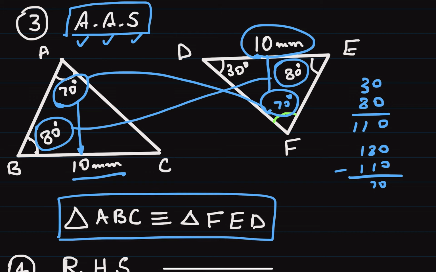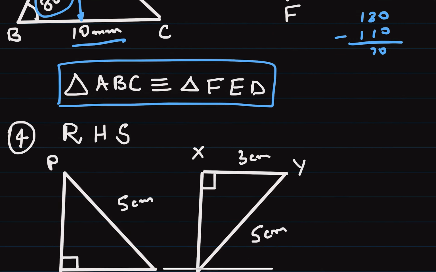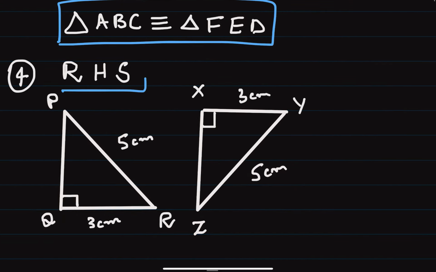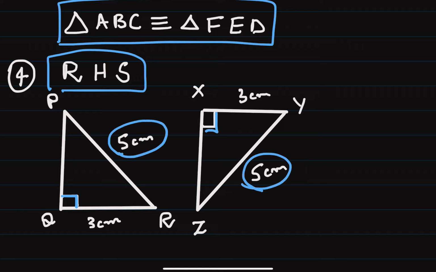The fourth property is RHS. RHS means for a right angle triangle, if hypotenuse is equal to hypotenuse and any other side is equal to that side, that means these two triangles are also congruent, right? These were the conditions for congruency.